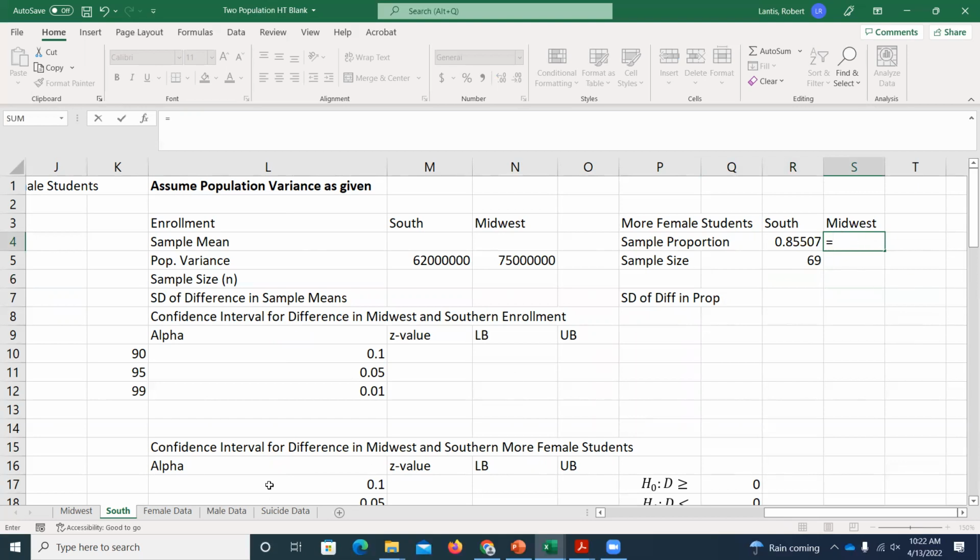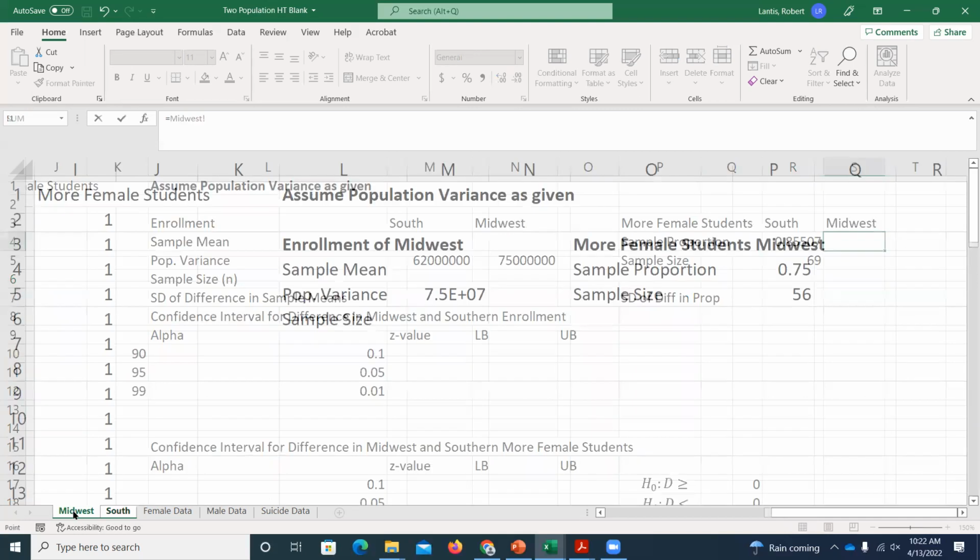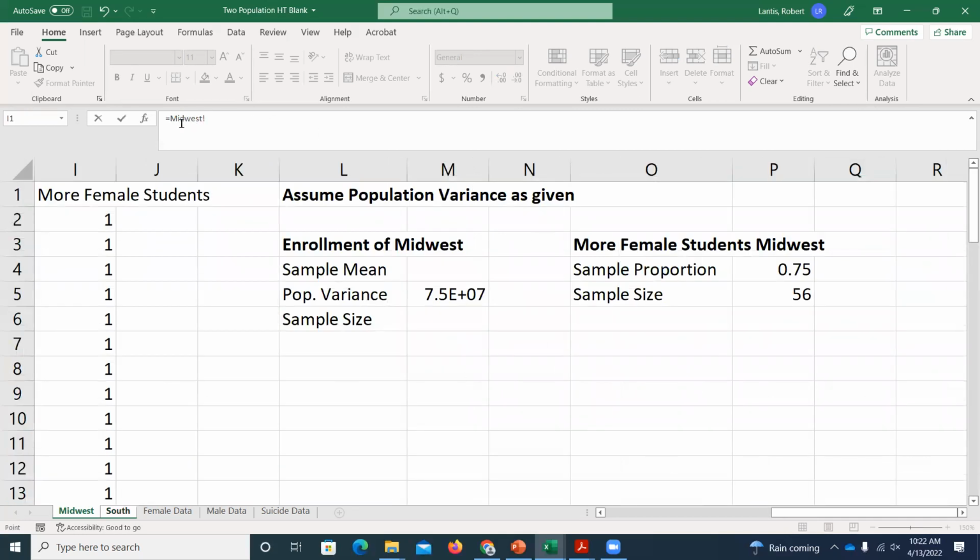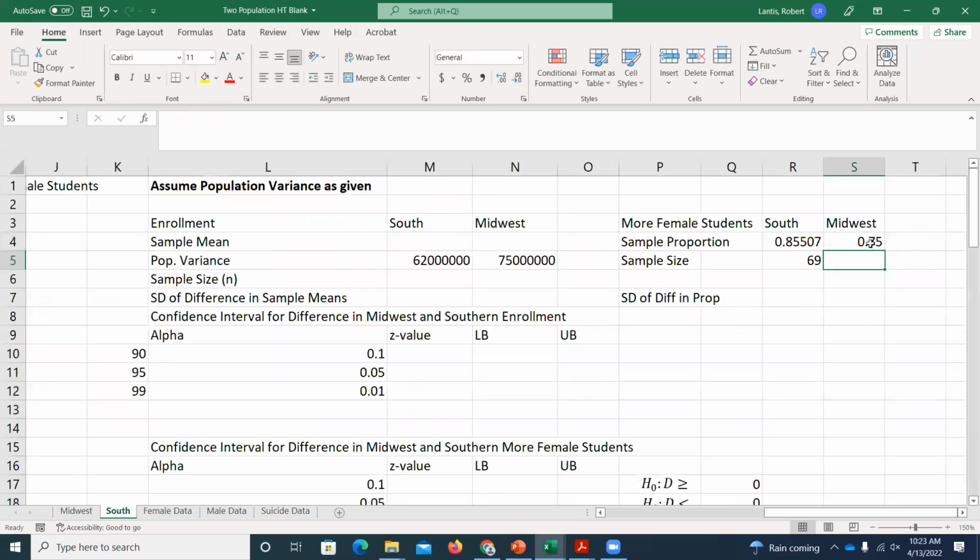Instead of putting the number in, I'm going to click on this Midwest sheet. Notice up here in the formula bar, it's using the reference. So just like we have cell references, there's worksheet references as well. It's just the name of the worksheet with an exclamation point, so it automatically puts that in there for me. And then I just select the cell on that sheet that I want to put on the other sheet. So I didn't have to type anything in. I just hit the equal sign, clicked on the worksheet, clicked on the cell I wanted, and hit enter. It sends me back to the original worksheet. And now it's grabbing that value across worksheets.